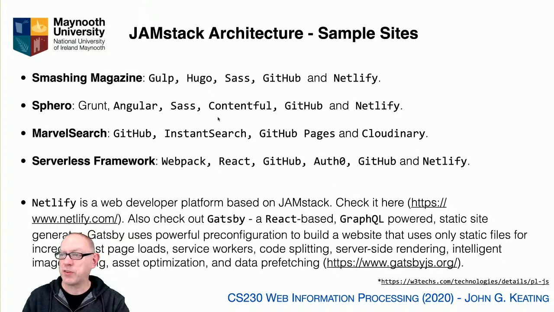But some examples. Smashing Magazine, they use Gulp, Hugo, Sass. Sphero, Marvel, Search, Serverless framework. Netlify, of course, is the platform where it all started. And you can check it out here, and you can check out Gatsby, which is a React-based, GraphQL-powered static site generator as well.